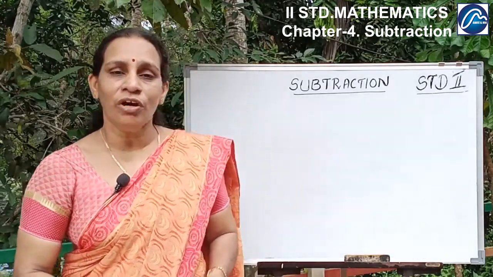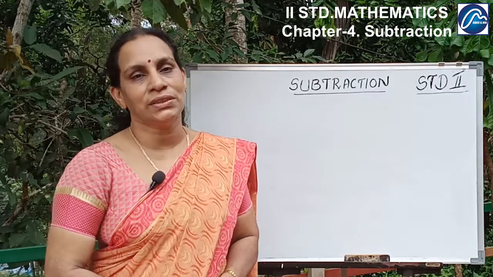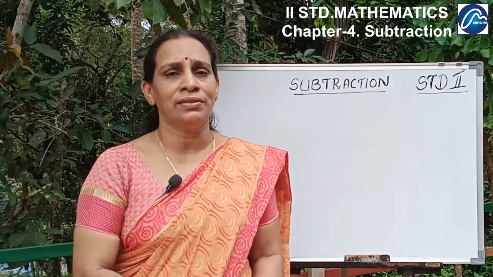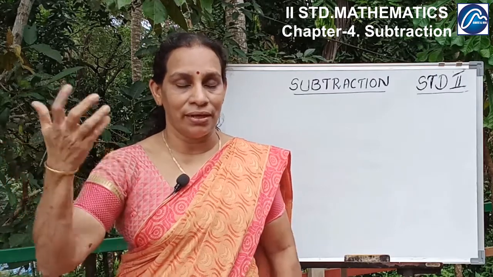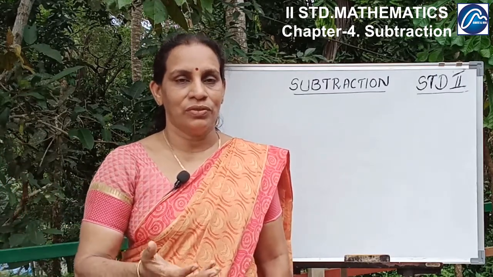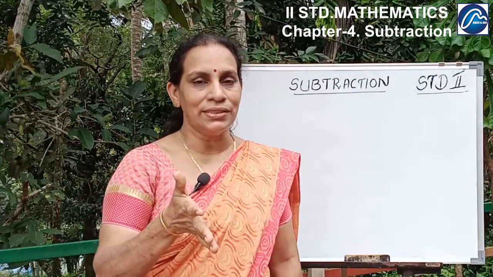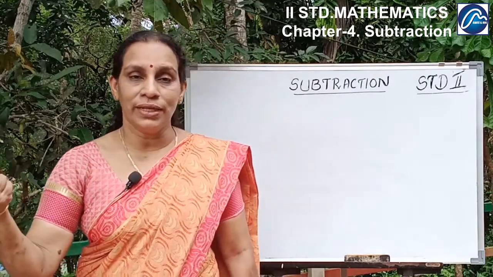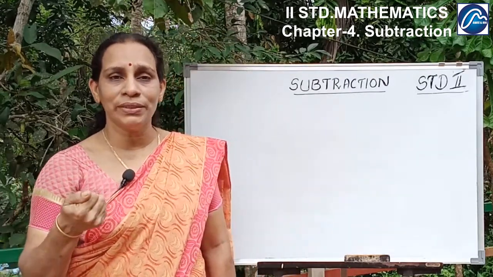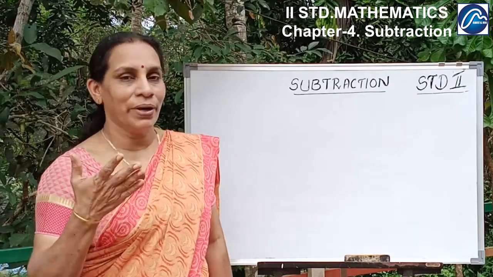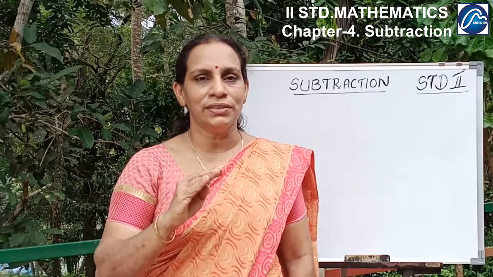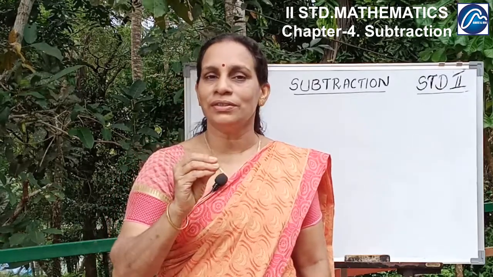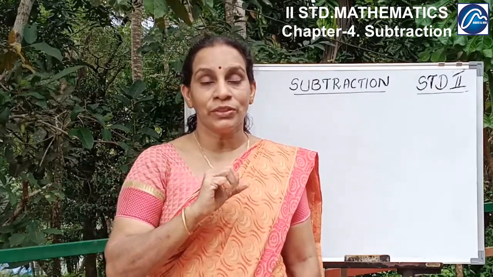Here you have already studied about subtraction. What is subtraction? Subtraction is taking away something from a large number. If there are 10 pencils, and you take 4, what is the remaining number of pencils? 10 minus 4, that is 6. You already studied this in smaller classes, the simple type of subtraction. So 10 minus 4 is 6.